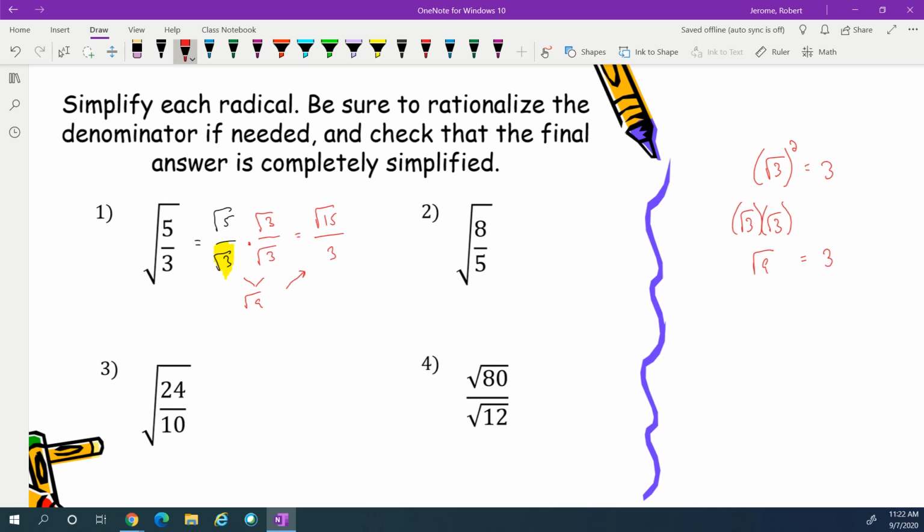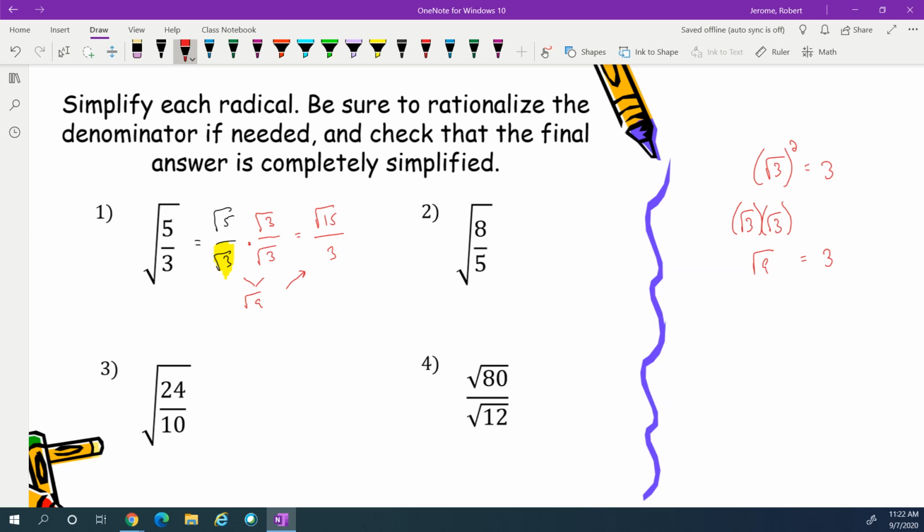Remember, square root 15, regular 3. We cannot reduce those. Numbers on the outside work together. Numbers on the inside work together. Well, here we have a 15 on the inside and a 3 on the outside. We cannot mix those together. So we cannot divide the 15 by 3.